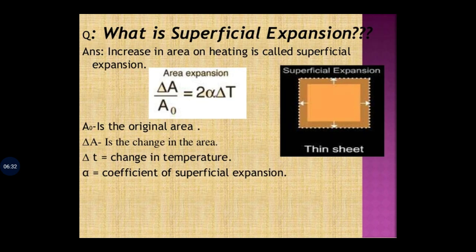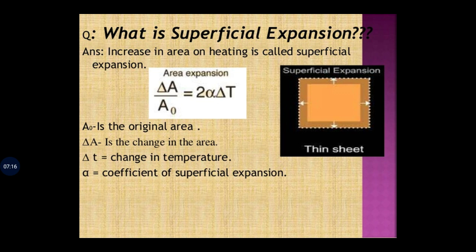The next one: what is superficial expansion? The increase in area on heating is called superficial expansion. The formula for area expansion is delta A by A naught equals 2 alpha into delta T. A naught is the original area, delta A is the change in area, delta T is the change in temperature, and alpha is the coefficient of superficial expansion.